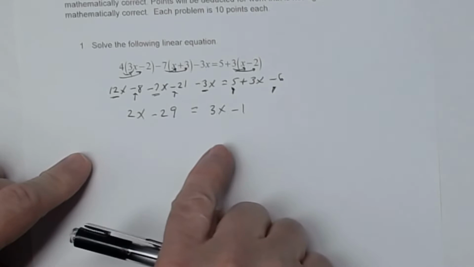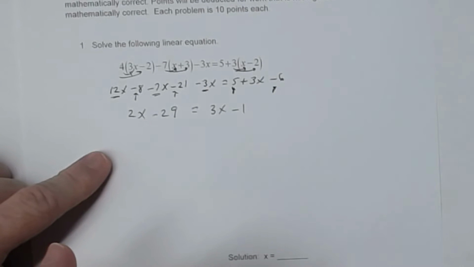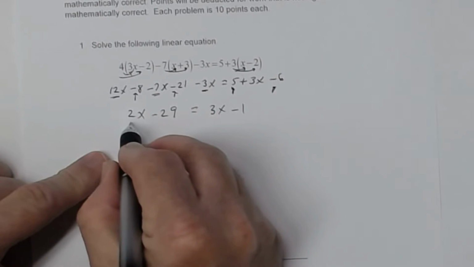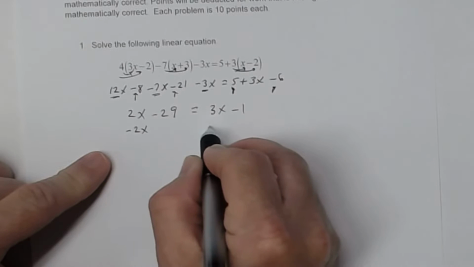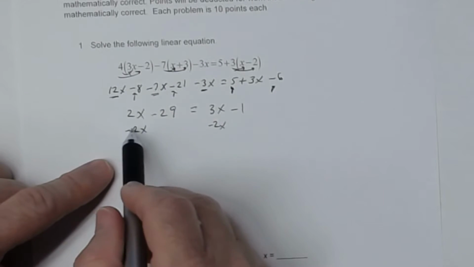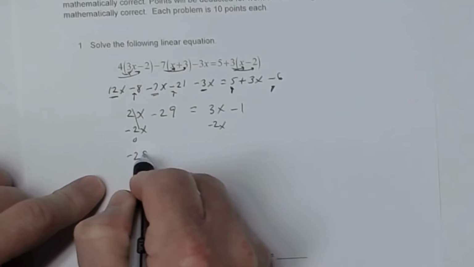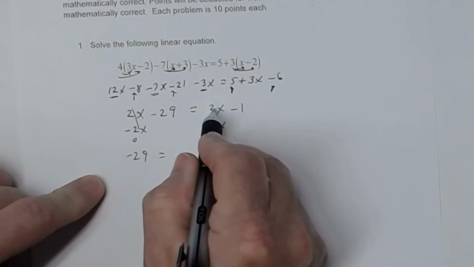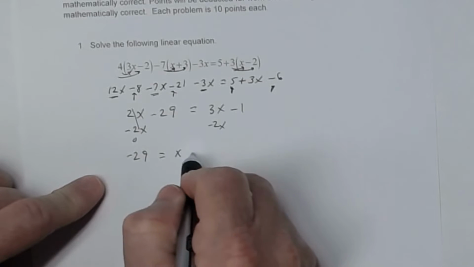Now at this point, we're going to bring all the variables to one side, constants to the other, and I'm going to go ahead and bring the variables to the right-hand side. So when I do that, I'm going to subtract 2x from both sides, and I get 2x minus 2x is 0, and 0 plus negative 29 is a negative 29, equal 3x minus 2x is x, and then minus 1.